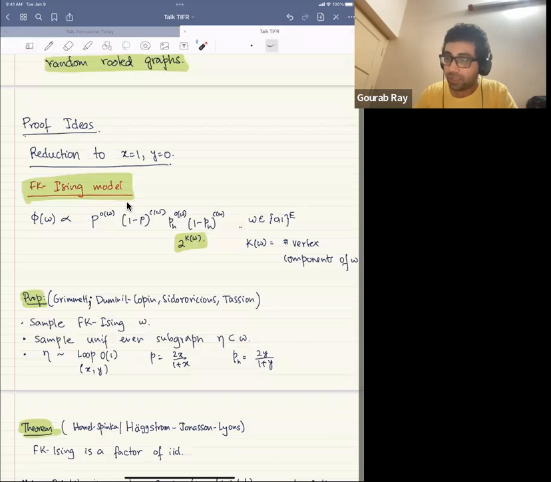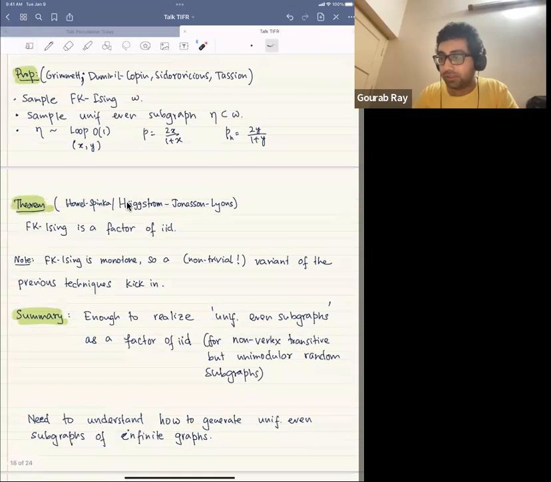So we thought about this idea because FK Ising is known to be a factor of IID, again using this monotonicity. One strategy from here on would be to just sample FK Ising as a factor of IID, and then on top of it, sample a uniform even subgraph of it as a factor of IID, and that will give you a loop O(1) model, right?